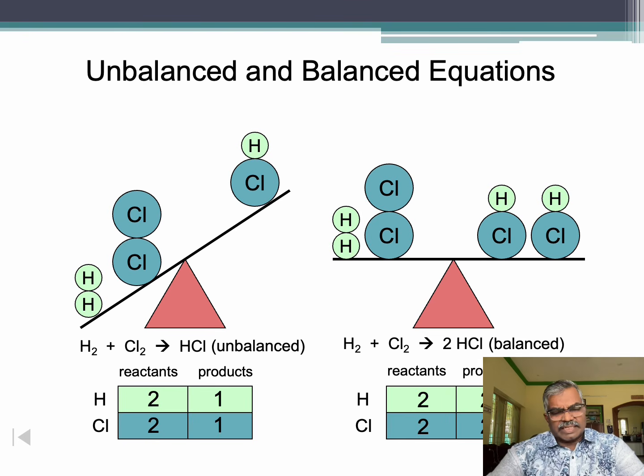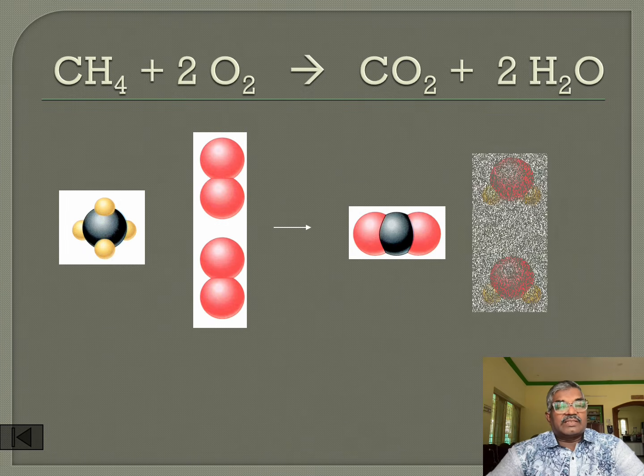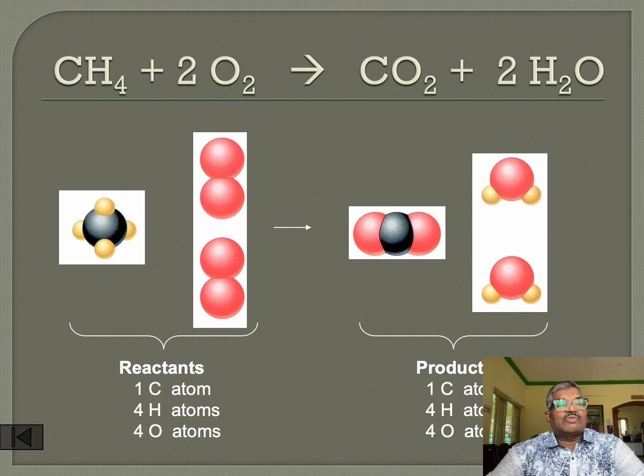Some students draw a table, and some students divide into left hand side and right hand side and put the number of atoms in the reactants and products. Whatever way, the method is hit and trial. Here is one more example: methane reacts with oxygen to form carbon dioxide and water. On the left hand side, reactants, carbon 1 atom, hydrogen 4 atoms, and oxygen 4 atoms. How can you balance that on the right hand side? This method is known as the hit and trial method.